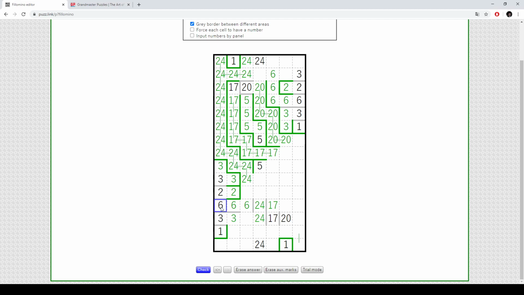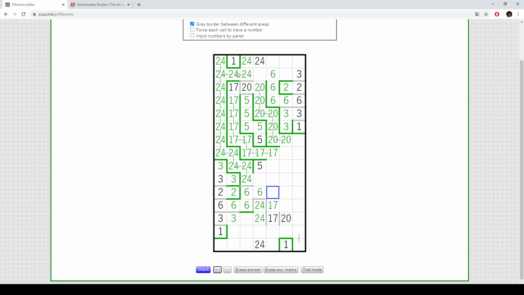Okay. So let's take a look at this 6. So let's assume that the 6 doesn't go this way. Oops. Don't think we can assume that. There we go. The 6 doesn't go this way. It's going to have to do this. So how many squares do we have for the 24 at this point?